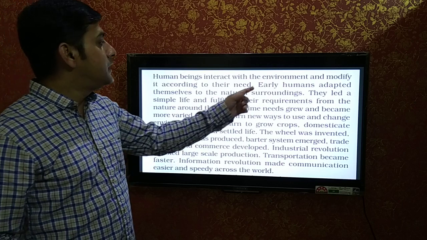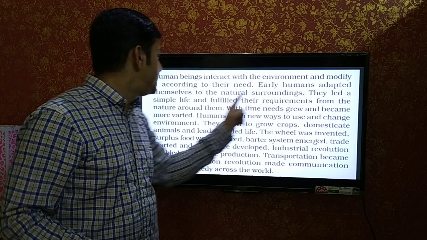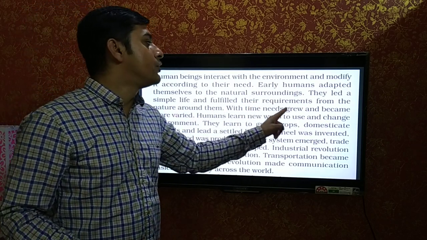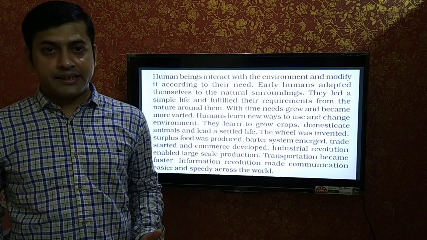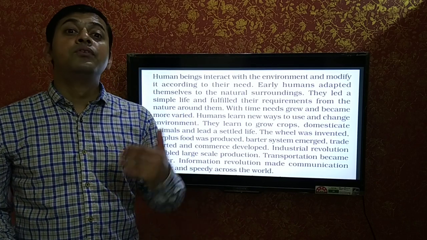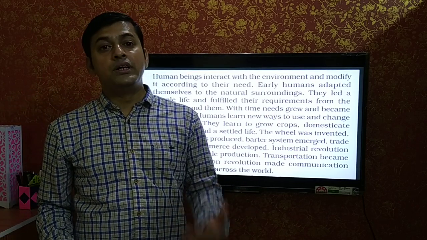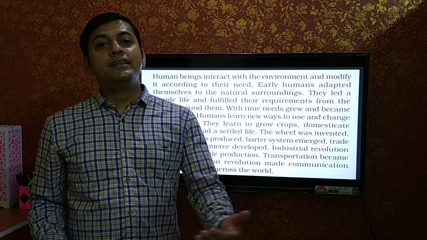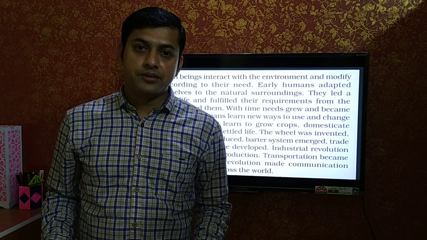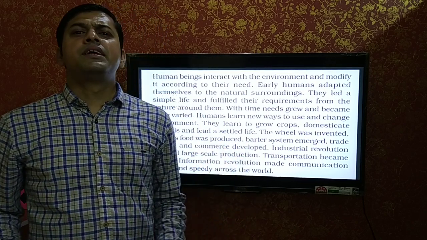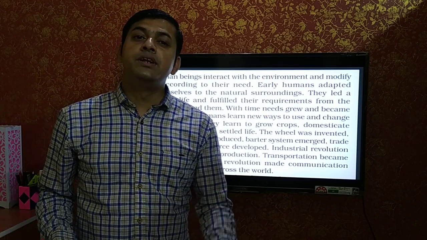How? Let us see. Early humans adapted themselves to the natural surroundings. They led a simple life and fulfilled their requirements from the nature around them. Whatever they got from nature, with that they fulfilled their needs. In history, we have seen that early human beings used to live in the forest or in the caves. Their main occupation was hunting or food gathering. Whatever they collected from nature, they used it to fulfill their needs.